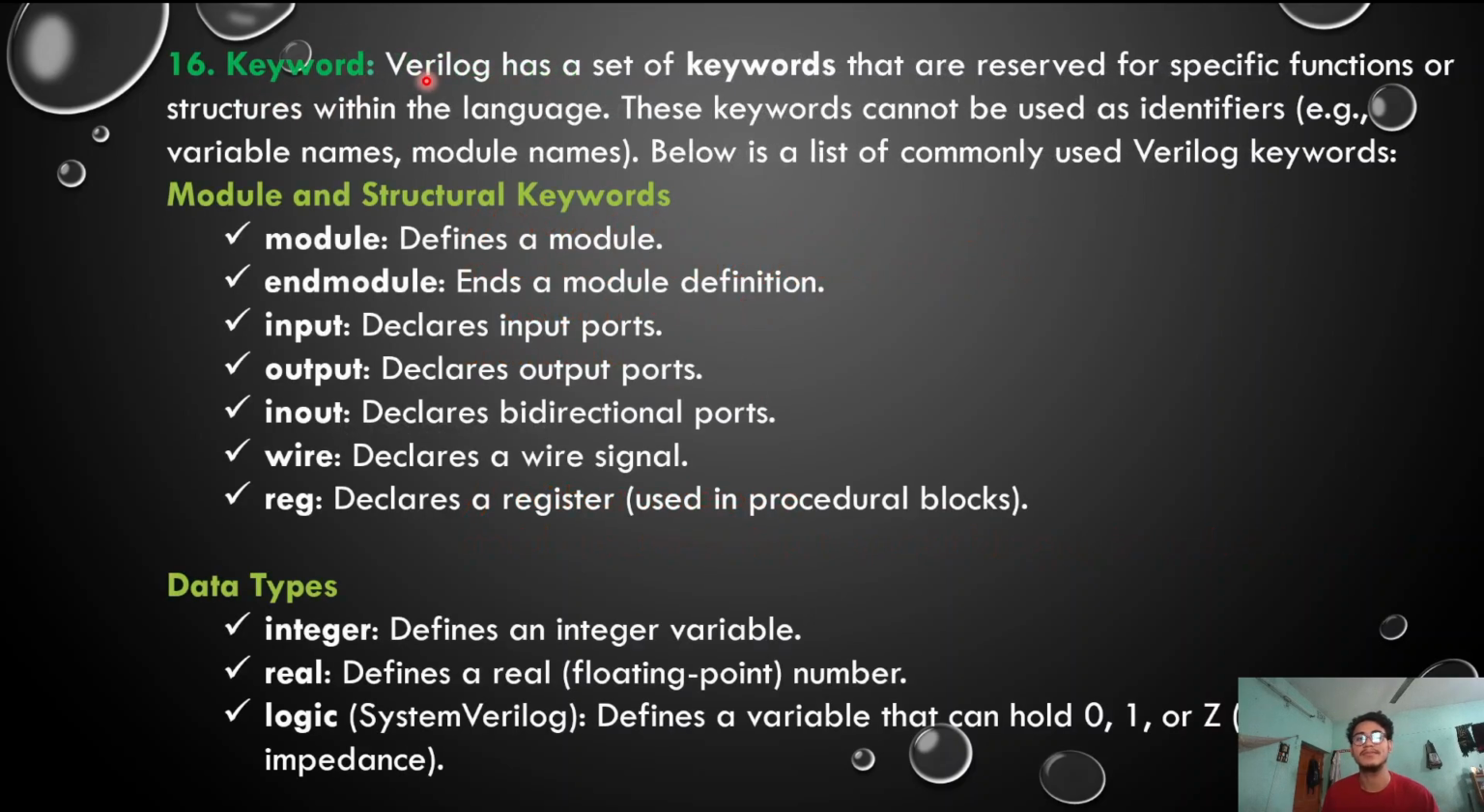Next one is keywords. Verilog has a set of keywords that are reserved for a specific function or structure within the language. These keywords cannot be used as identifiers such as variable names, module names, etc. Here are some module and structural keywords such as module, input, output, inout, wire, reg. Here are some data type keywords such as integer, real, logic.